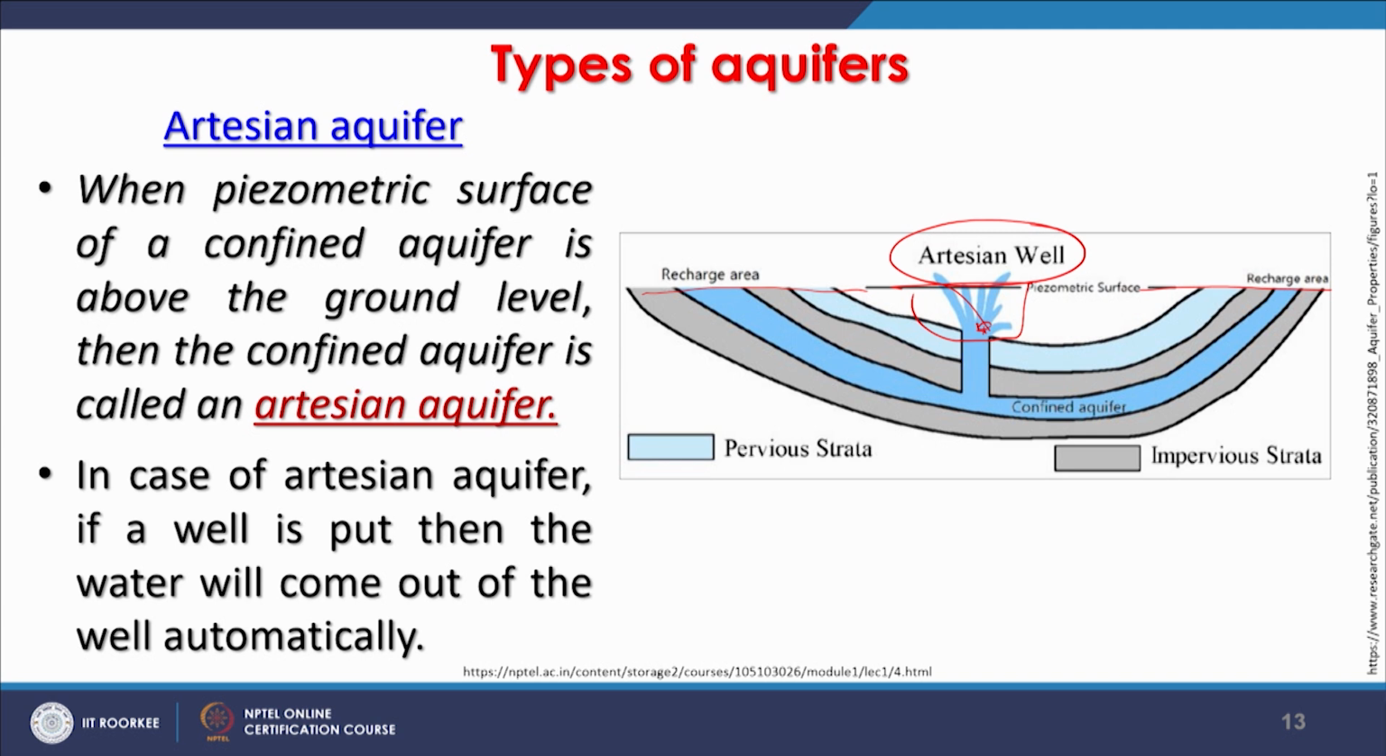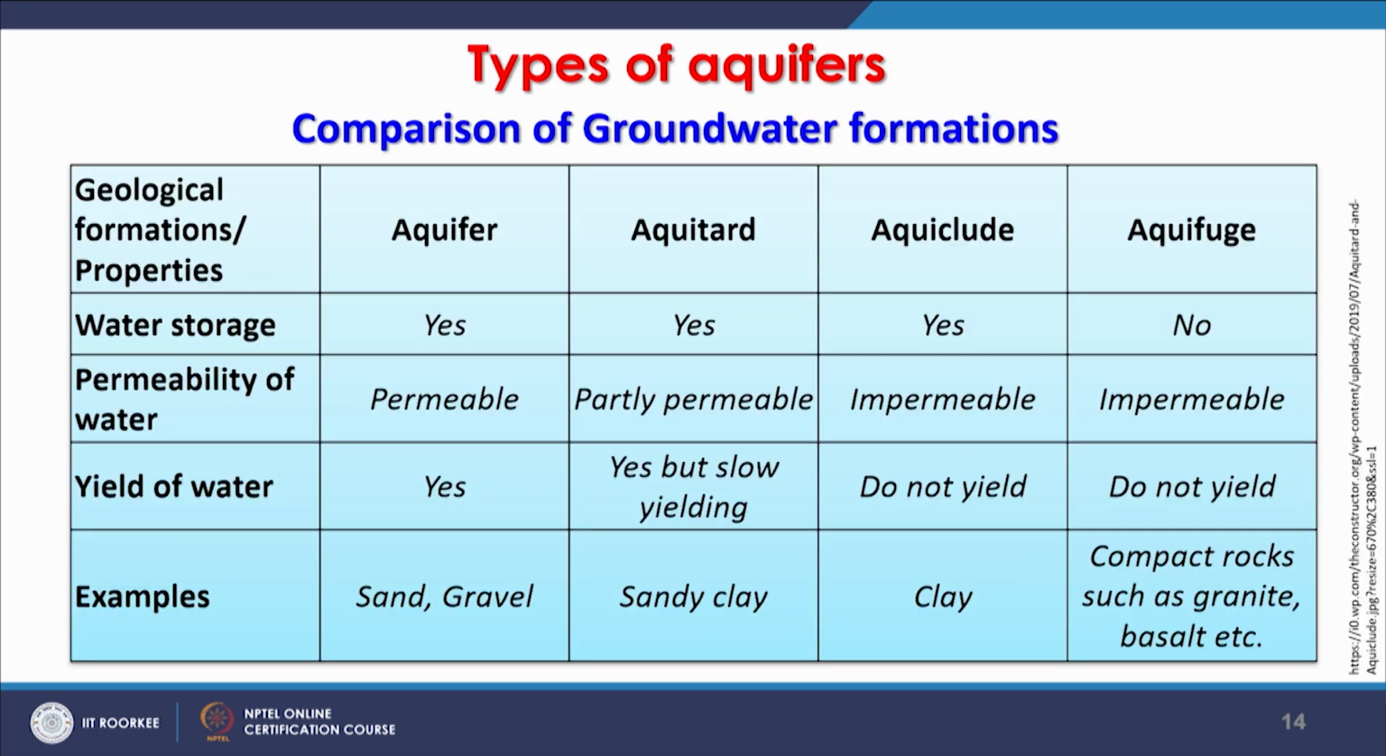So, in case of an artesian aquifer, if a well is put, then the water will come out of the well completely automatically, because of the pressure of water within that aquifer, and this is really an ideal condition. But this can be found if extensive ground investigations are done from the hydrologic and groundwater point of view, then at places these conditions can be discovered. So, I will just cover in summary, and then end this discussion, the comparison of these different groundwater formations or different types of aquifers.